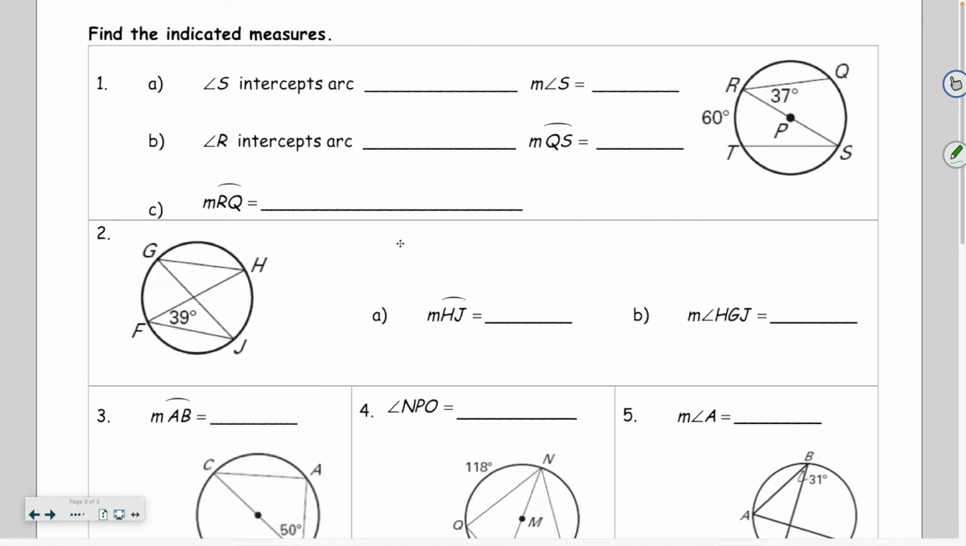Angle S intercepts arc what? RT or TR, doesn't matter. So what is the measure of angle S? 30. 30, because it's half of the arc. An inscribed angle is half of the arc.